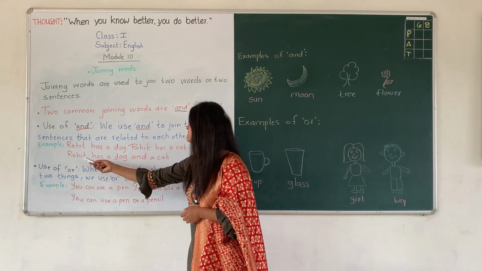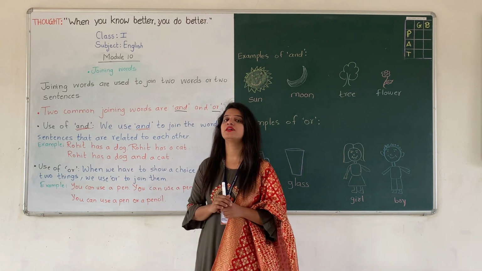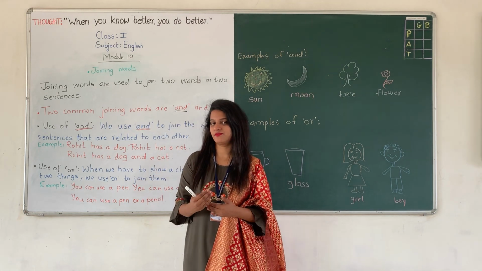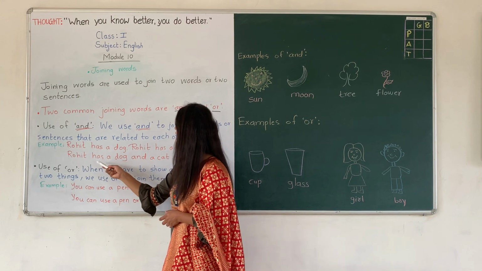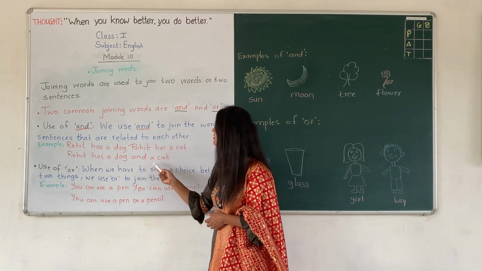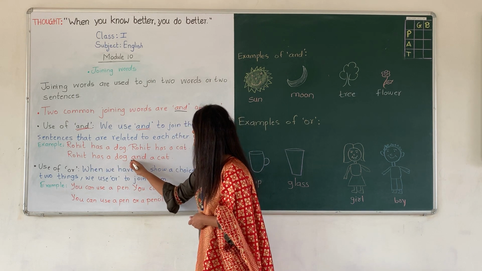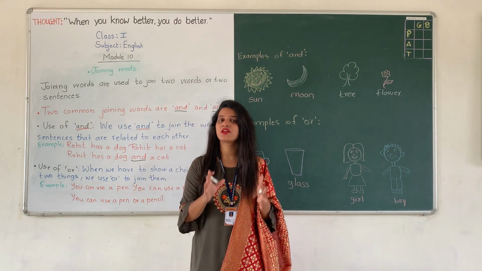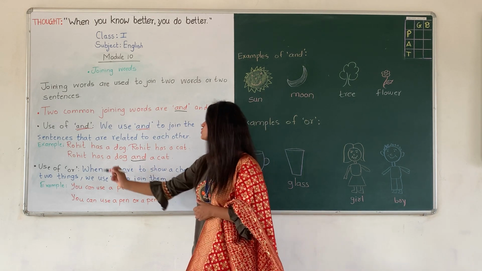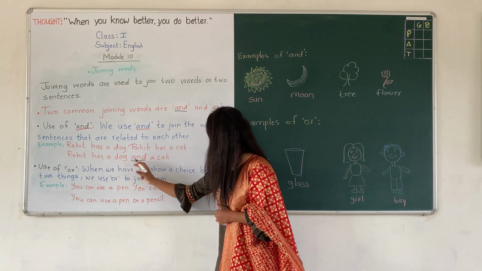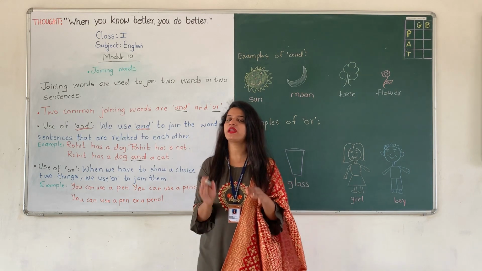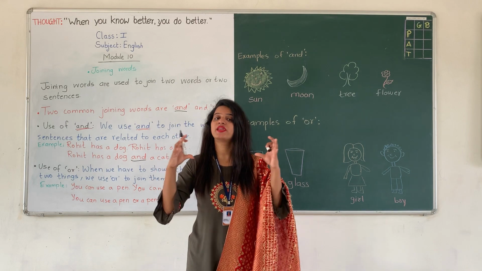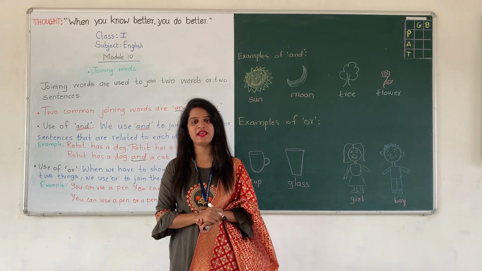Now, this is the way we are going to write the next sentence. This is the way we are going to join it. Rohit has a dog and a cat. Here we have used the joining word and. We don't have to mention it separately. We can mention it together using the word and.